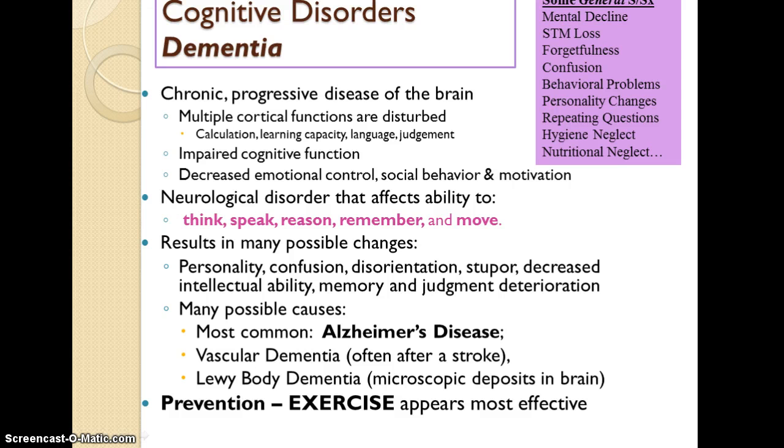One of the things that we can do to prevent Alzheimer's, but we do not have a cure for Alzheimer's, is exercise, which appears to be most effective. Why do you think that would be most effective? What happens when we exercise? We get more blood flow. Where does our blood flow? To the brain. So prevention is exercise, and exercise can mean not only physical exercise, but mental exercise as well. Different studies have shown that older adults that do Sudoku or different puzzles keep their brain exercised as well.